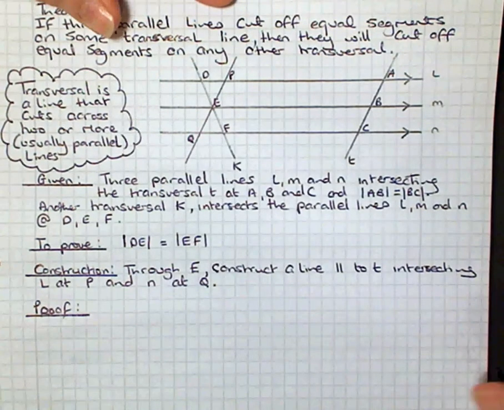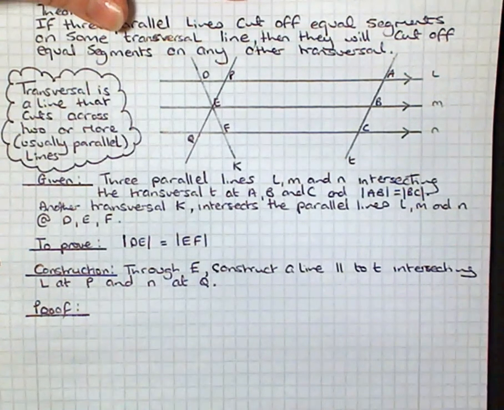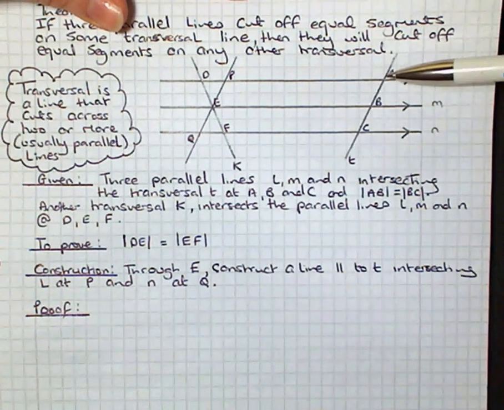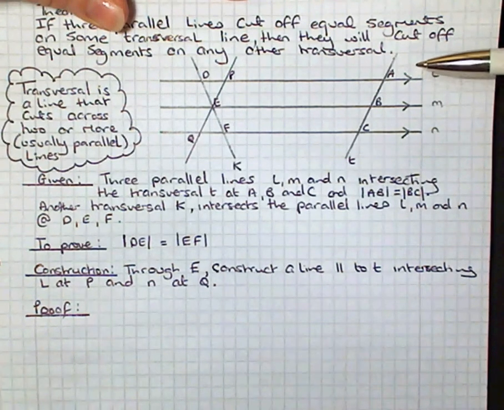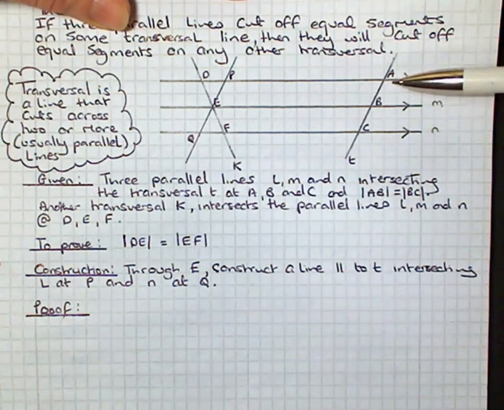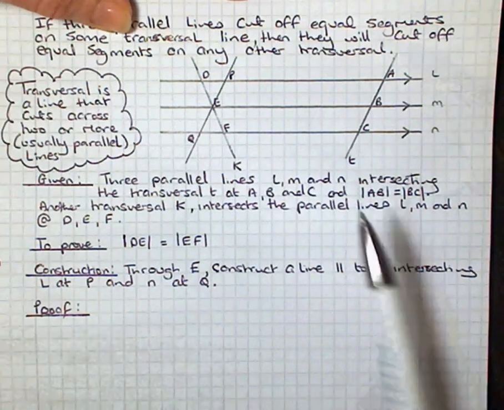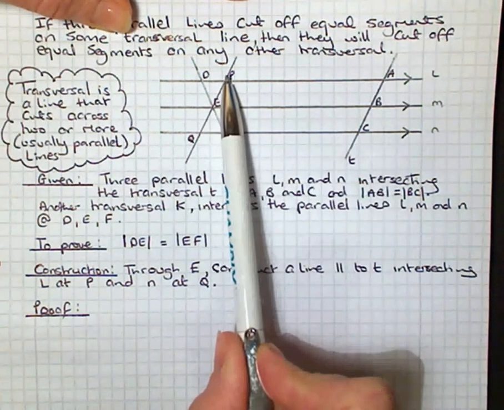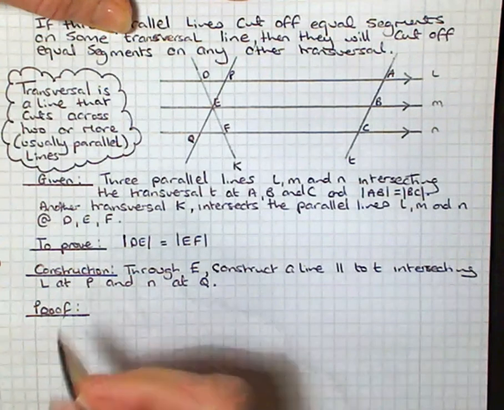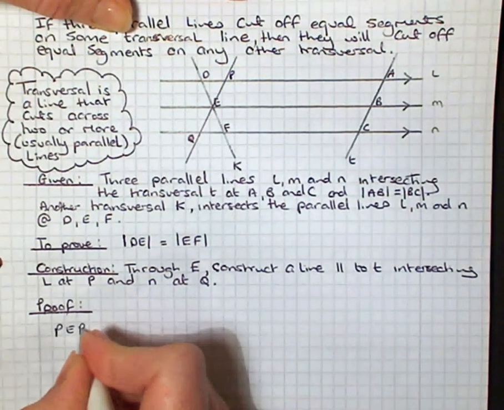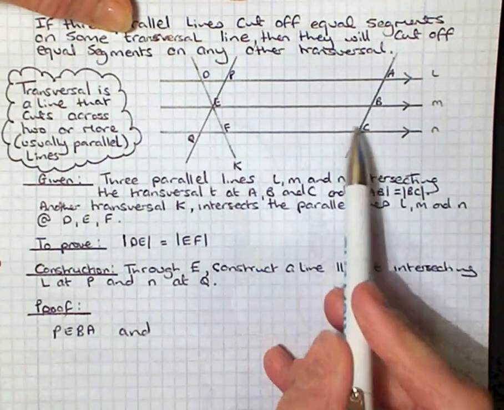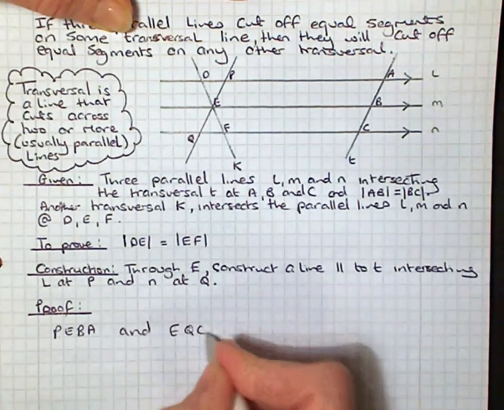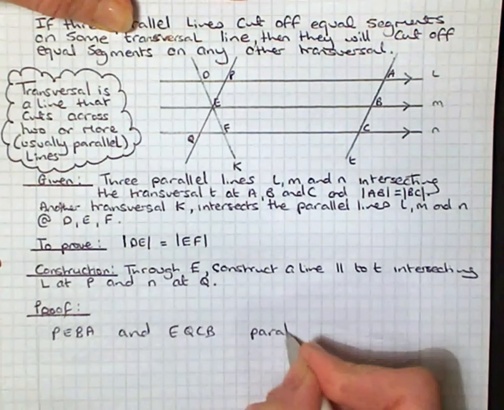Okay, so moving on into our proof. With a lot of theorem proofs, you use existing knowledge from other theorems to prove the theorem. So the first thing I'm going to use is what we know about parallelograms. I'm just going to point out that there are two parallelograms here: the parallelogram PEBA and another parallelogram EQCB.